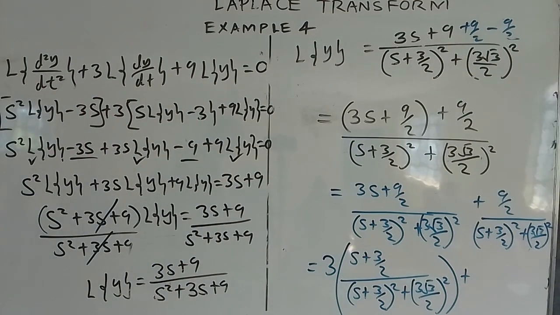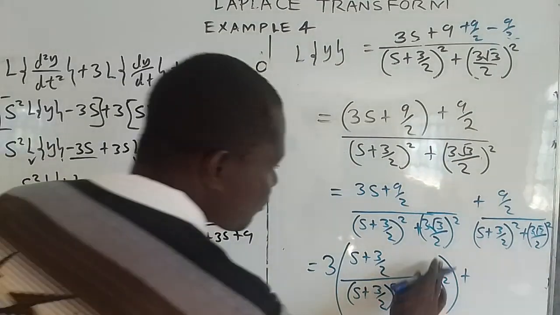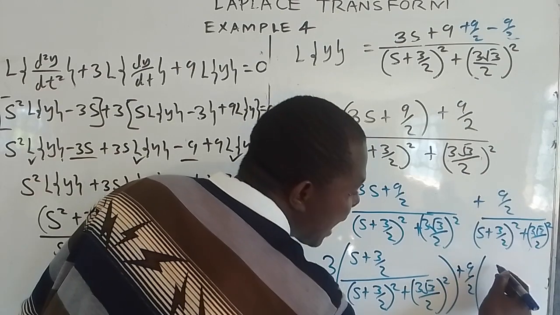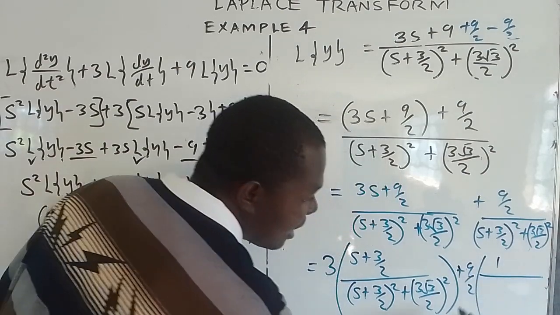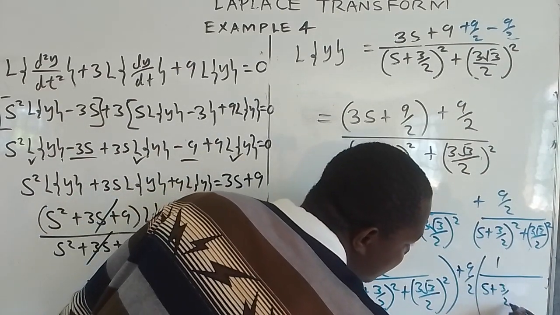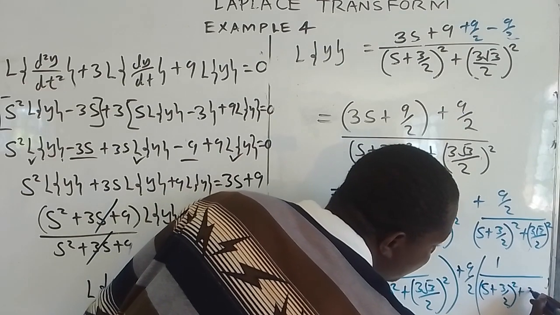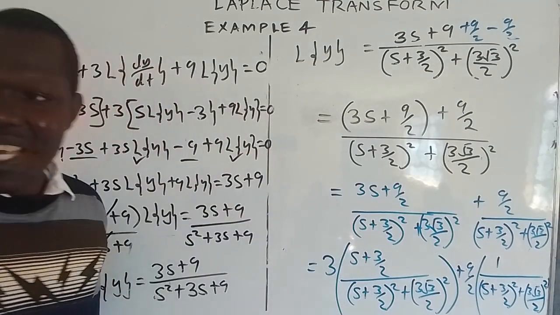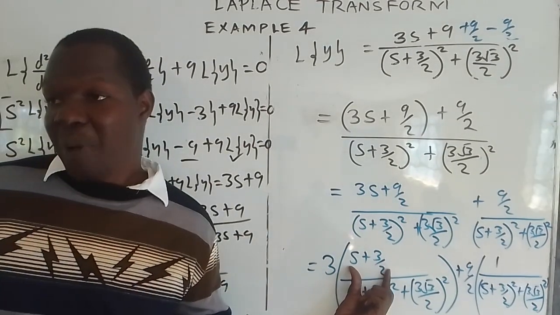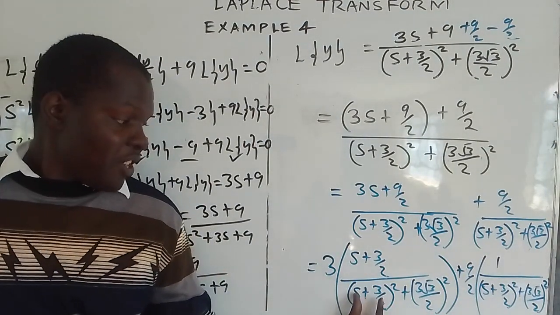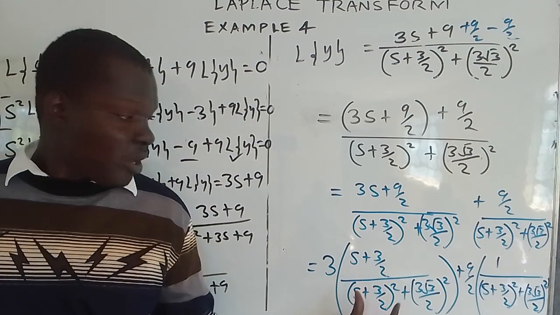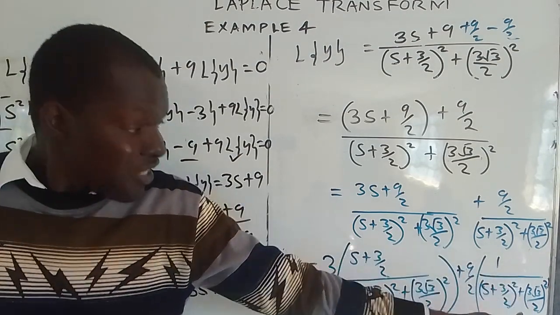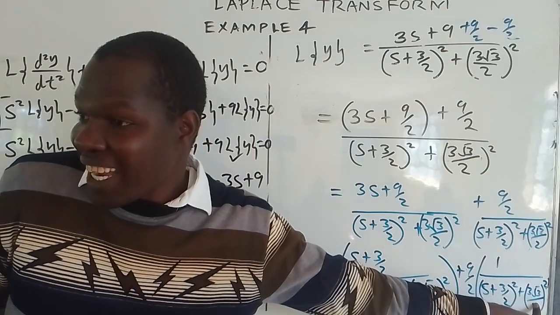So if you remove that constant 9 over 2, what do you have? You will remain with 1 over s plus 3 over 2 squared plus 3 root 3 over 2 squared. So you see, this one is supposed to have s minus a, isn't it? And that one is supposed to be a constant w. And your w is what is inside this bracket.